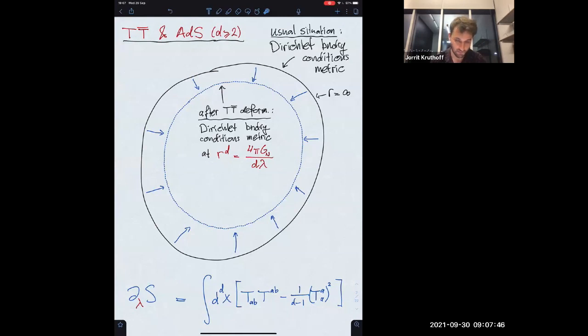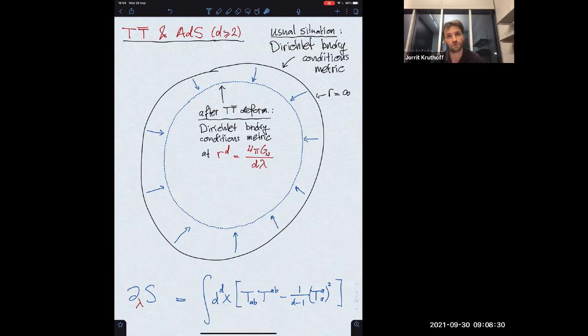And as Verlinde, Mezei, and McGough showed, this parameter lambda couples to the TTbar operator, an operator that was studied by Zamolodchikov. And in general dimensions with a flat boundary, this operator looks like this object in square brackets. So when d is equal to 2, I recover the usual TTbar expression. And you can extend this to other dimensions and you'll get some expression like the one I've written here.